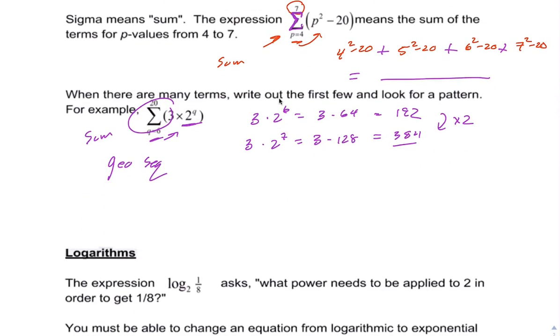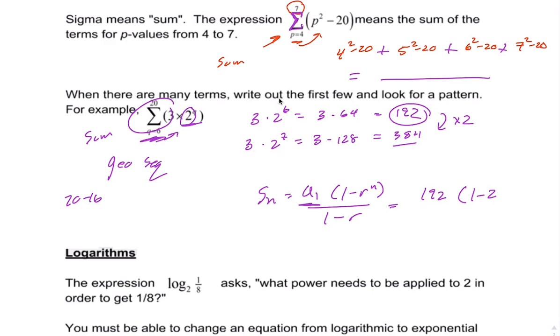So that is S sub n equals u1 times (1 minus r to the n) over (1 minus r). For u1, we'll use our first term here, so 192. 1 minus my r, that's my r, to the n power, so we're going from 20 to 6.